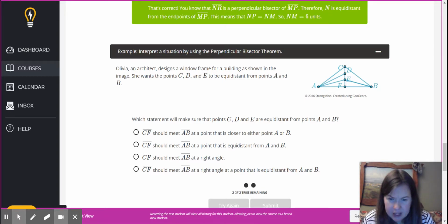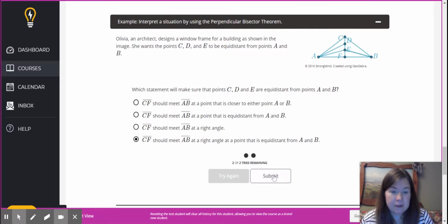So I would say that CF should meet at a point that is equidistant from AB. That's good. CF should meet at a point that's equidistant from A to B. That's true. Oh, at a right angle, that's equidistant. And so because that's the perpendicular bisector.